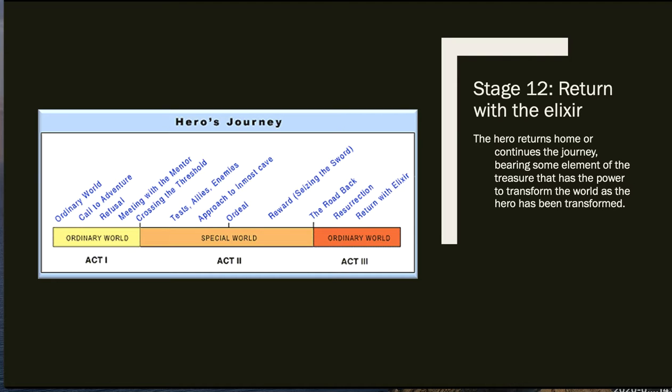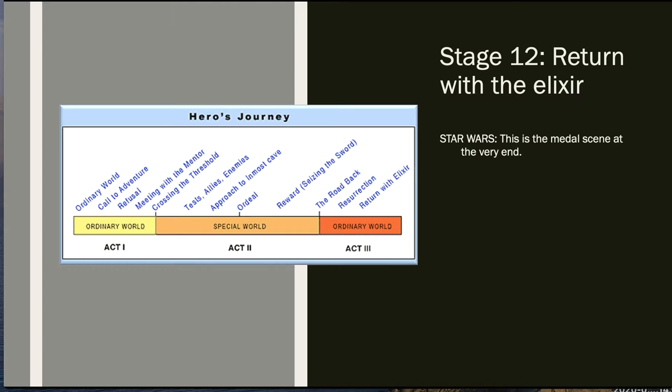And then the final stage is return with the elixir. The hero returns home or continues the journey, bearing some element of treasure that has the power to transform the world as the hero has been transformed. Obviously, in Star Wars, this is the medal scene at the very end.